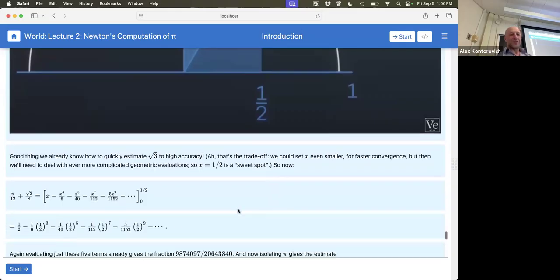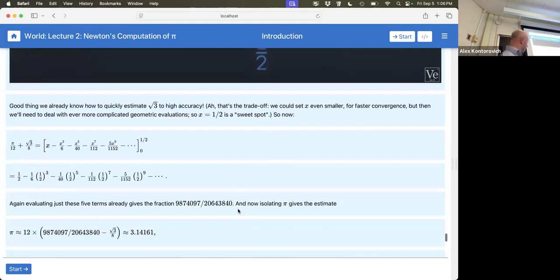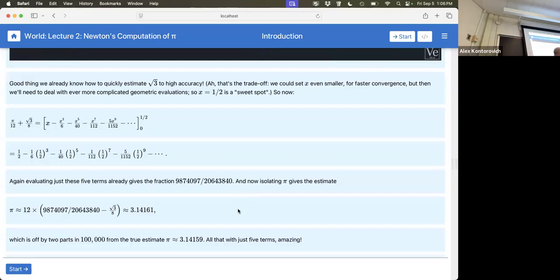So if you use just these 5 terms, you get a much more complicated fraction, of course. And if you isolate pi, so I have to subtract √3 over 8, I have to multiply through by 12. So pi is about 12 times negative √3 over 8 plus this fraction. And what you get is 3.14161. And the reason I give you those extra decimals is, remember, pi is 3.14159. So we're off by 2 parts in 100,000. That's 10 to the 5, using 5 terms. And doing this bare hand.